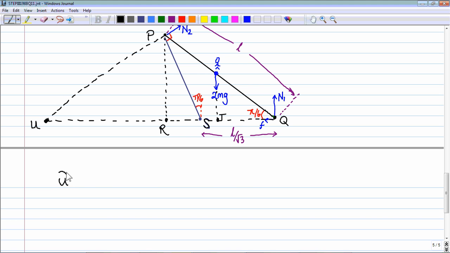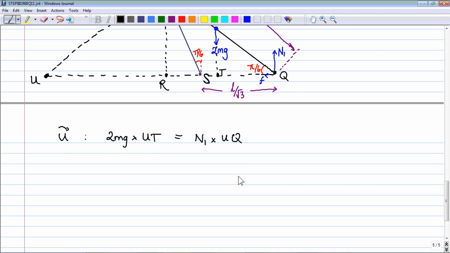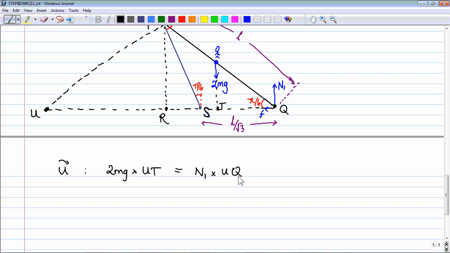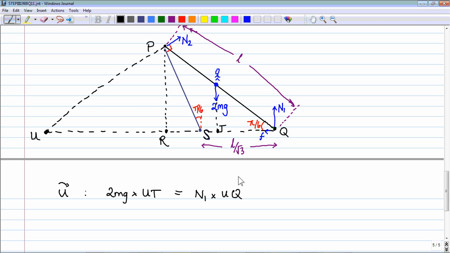If we take U as the pivot and take moments, we see that 2mg has a clockwise moment and the perpendicular distance is UT. N1 has an anti-clockwise moment and the distance is UQ. Now UT is UR plus RT.